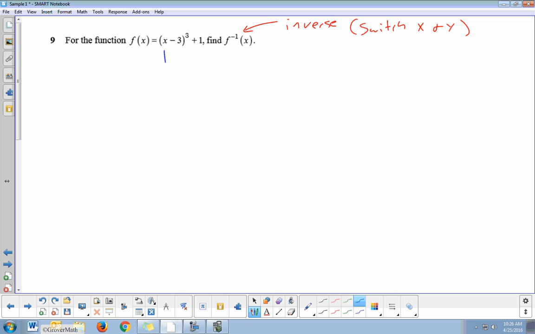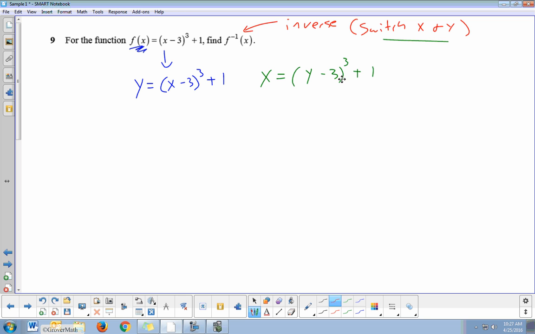So first of all, instead of writing this equation in the function notation f of x, I want to write it in the y equals notation. So y equals (x minus 3) cubed plus 1. And the first step to doing the inverse is switch x and y. So change it to x equals (y minus 3) cubed plus 1. Everything stayed exactly the way it was, but I switched x and y.